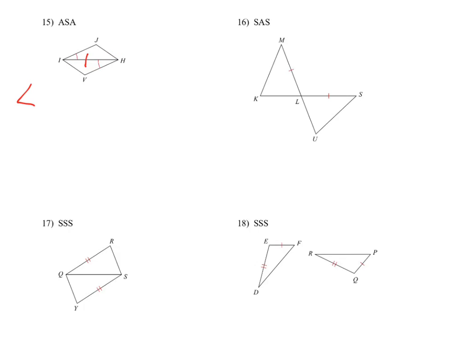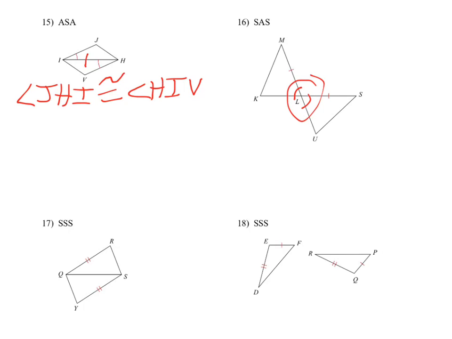And that's going to be angle JHI, gives you that one up there. Needs to be congruent to the next one, which is HIV. Not to be confused with the immunity disease. Anyway, 16, you can add congruence markings there because those are vertical angles made when you have two lines across.